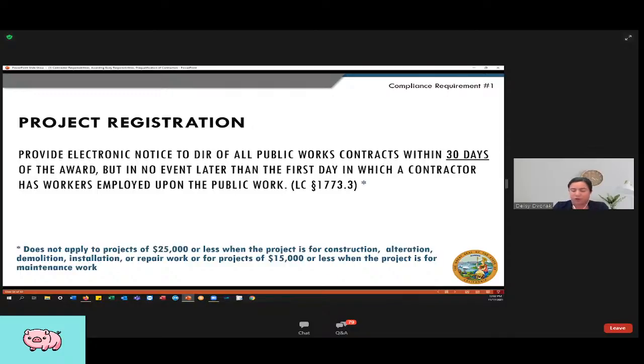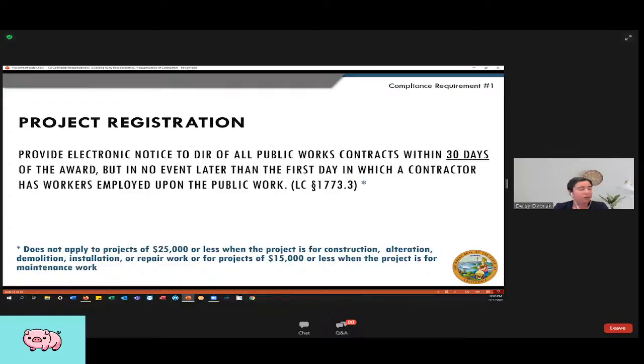The project registration requirement does not apply to projects of $25,000 or less when the project is for construction, alteration, demolition, installation, or repair work, or for projects of $15,000 or less when the project is for maintenance work. And you have to keep in mind that we're talking about the total amount of the project. We're not talking of specific subcontract agreements, but the total amount of the project. So if it's above the $25,000 or the $15,000 threshold.